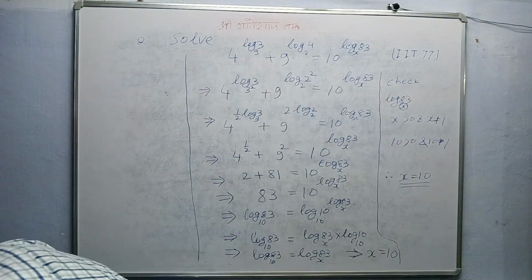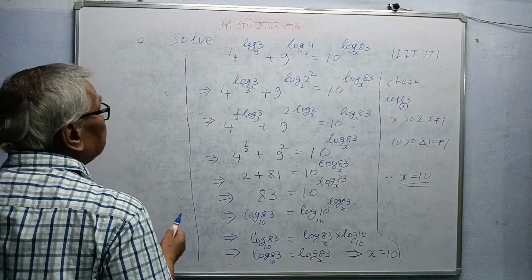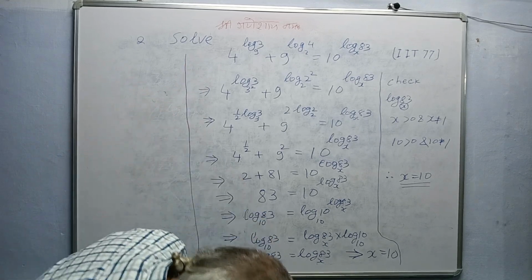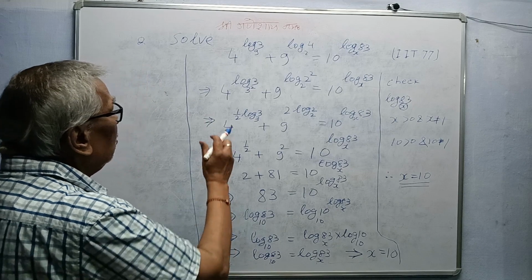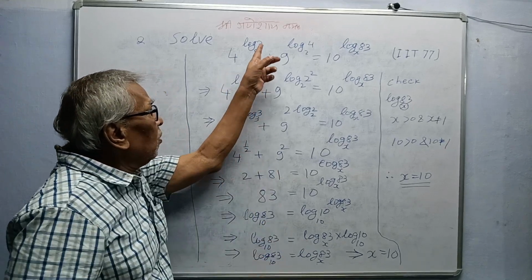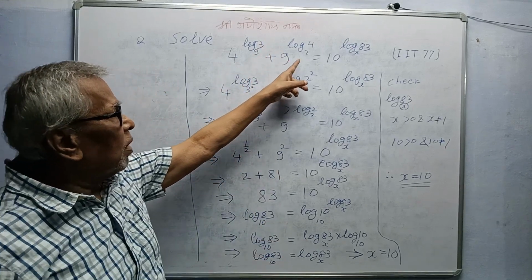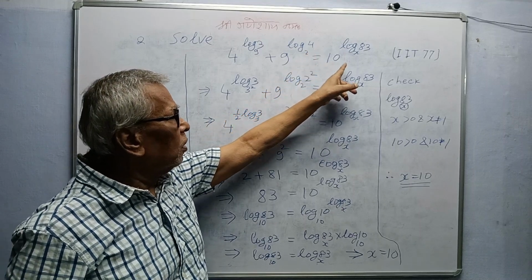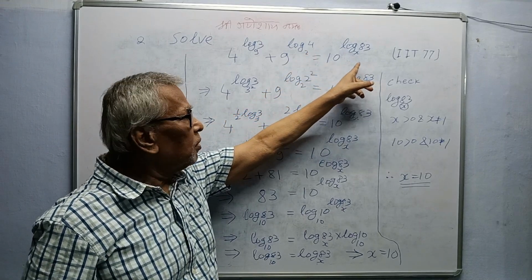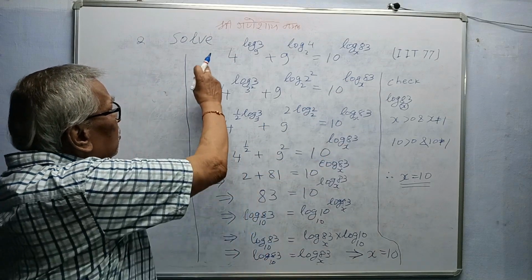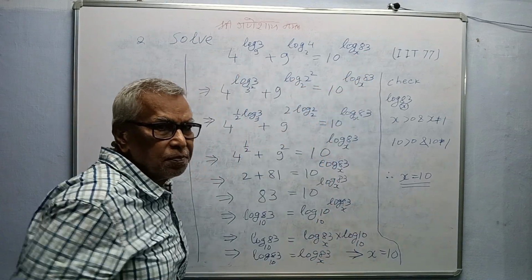Question is: solve 4 to the power log 3 to the base n plus 9 to the power log 4 to the base 2 is equal to 10 to the power log 83 to the base x. Solve means we have to find the value of x.